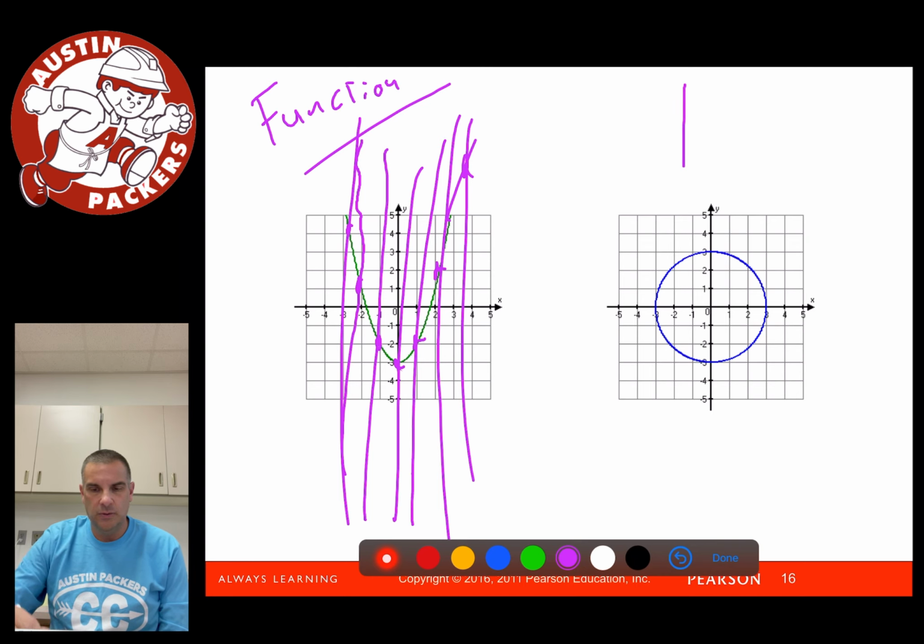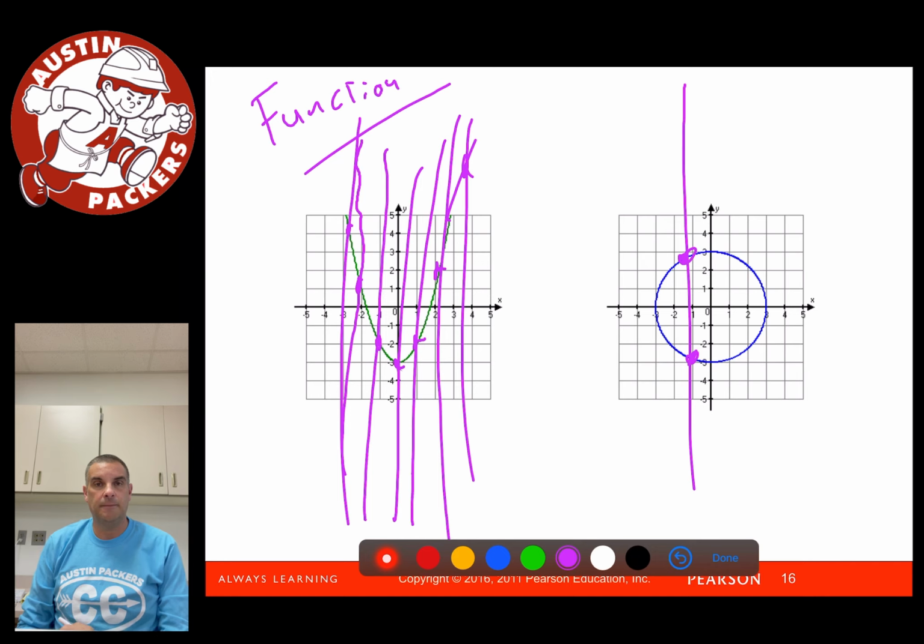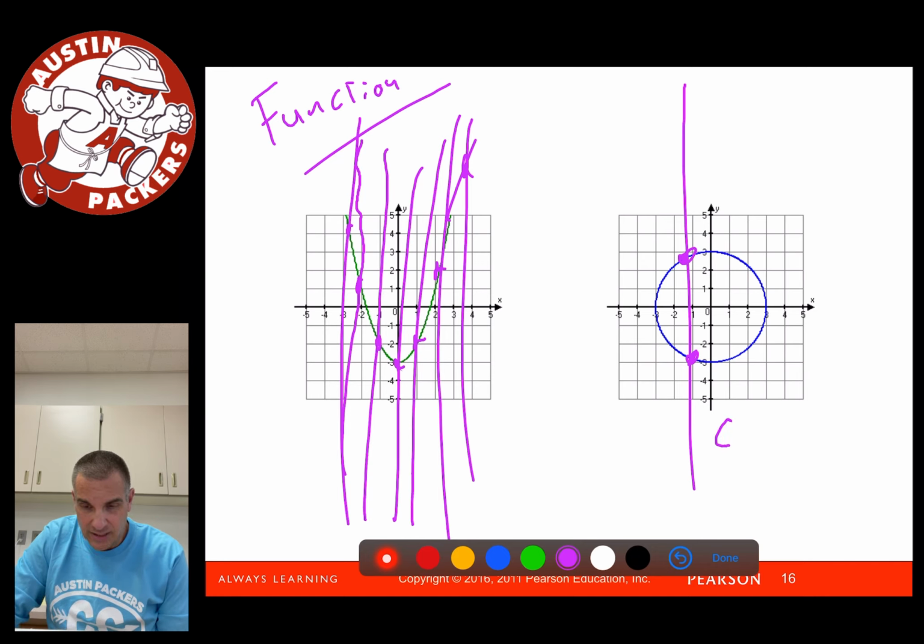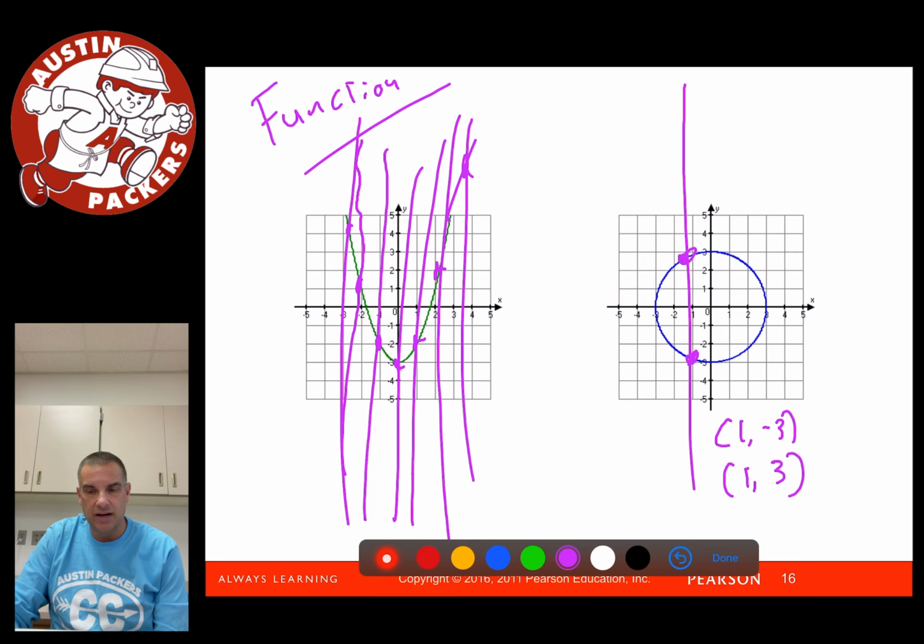If I do the other one and I draw a vertical line, you'll notice it hits there and there. Since it hits both of those spots, realistically what that means is that the point (1, -3) is on the graph and the point (1, 3) is on the graph. So my x value, that should be -1, but that x value repeats. So that's what makes it not a function. So this is not a function. And that's just called a vertical line test.